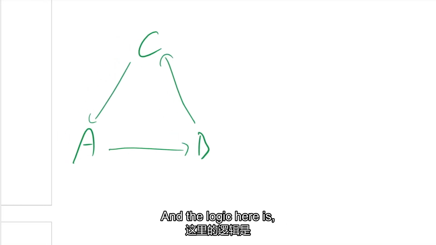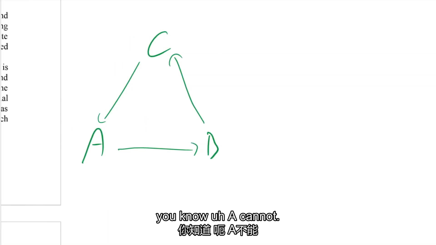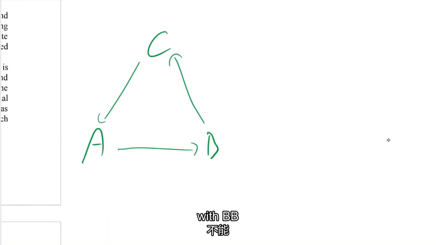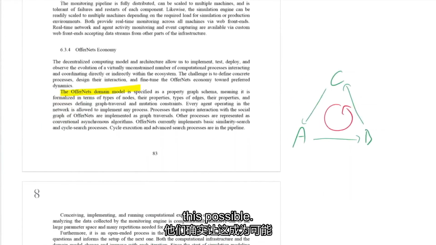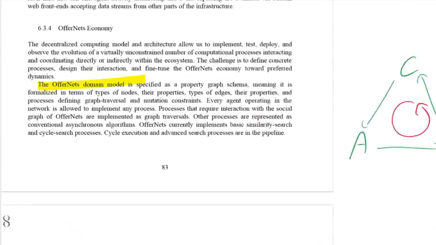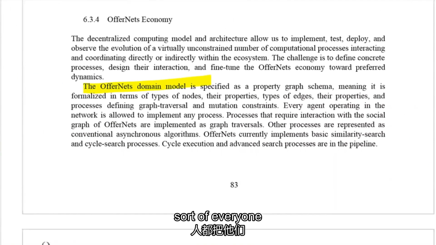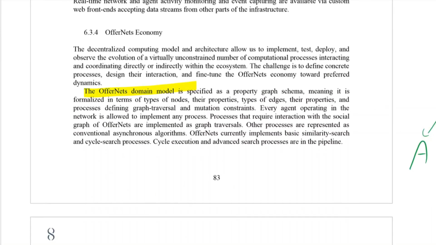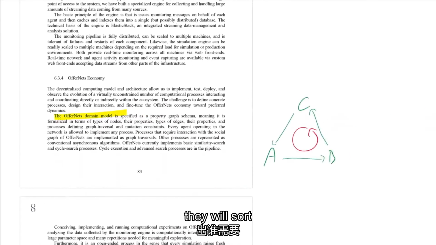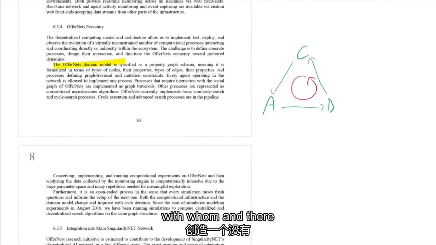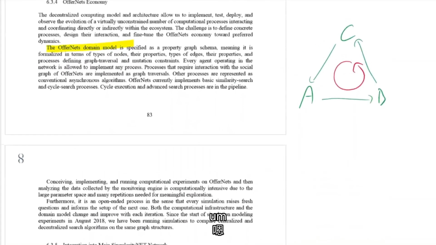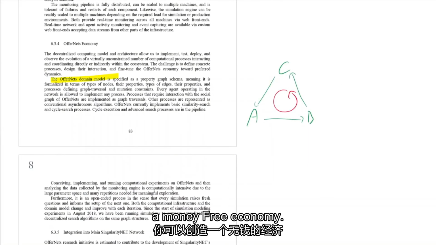And the logic here is, A cannot trade with B, B cannot trade with C, C cannot trade with A, but they can trade in a circle, right? And the OfferNets do make this possible. So the idea is everyone puts out there what they want, and the OfferNets will figure out who needs to trade with whom, and thereby you could make an economy without money, right? You can make a money-free economy.